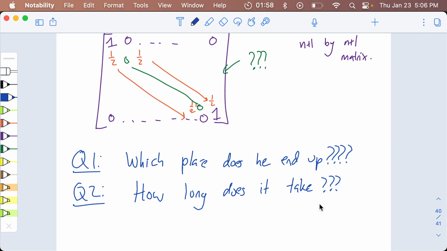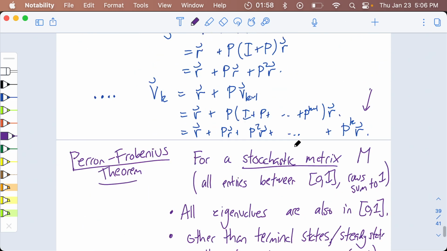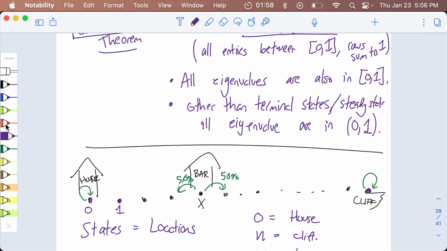The how long does it take is actually very similar to what we just did, but which place does he end up? This one is a little bit weird. What I'm going to do is try to make it the house. I have these flipped in the code. Let me flip them over here as well. Over here will be the house, and over here will be the cliff.